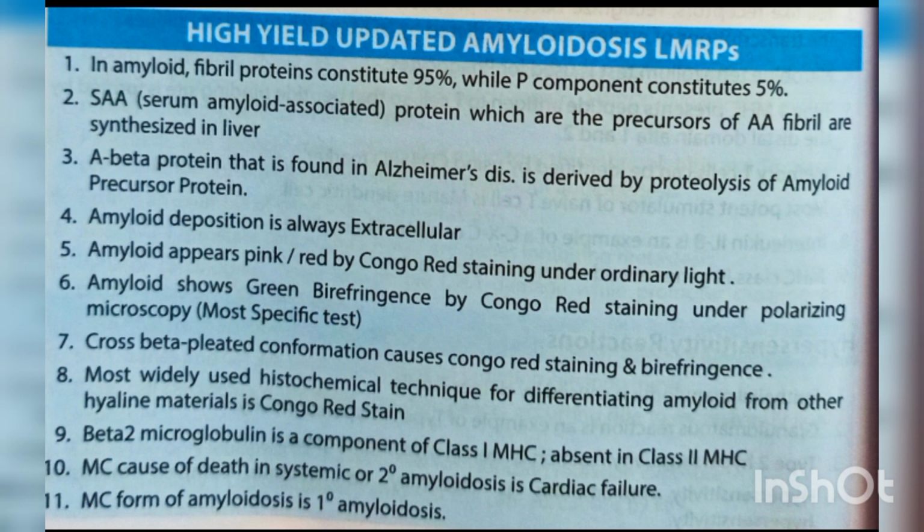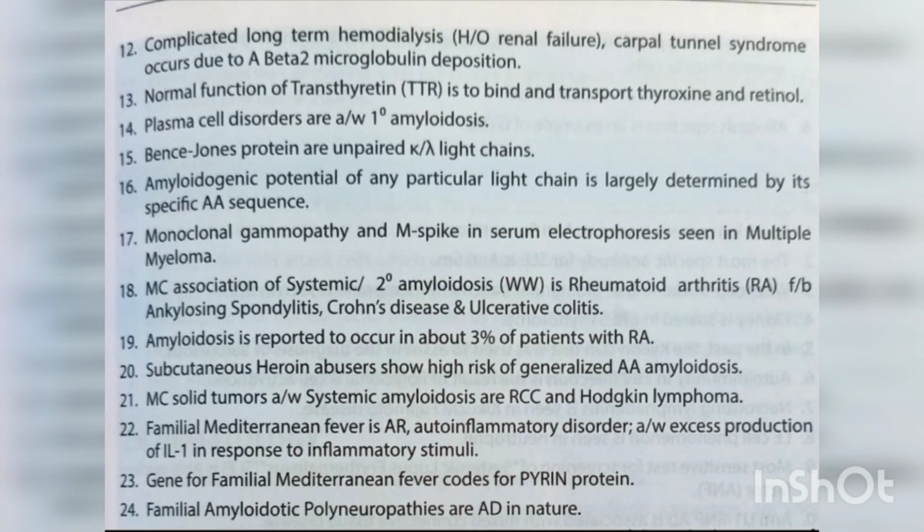Most common cause of death in systemic or secondary amyloidosis is cardiac failure. Most common form of amyloidosis is primary amyloidosis. Complicated long-term hemodialysis, history of renal failure, carpal tunnel syndrome occurs due to A-beta-2 microglobulin deposition. Normal function of transthyretin is to bind and transport thyroxine and retinol.